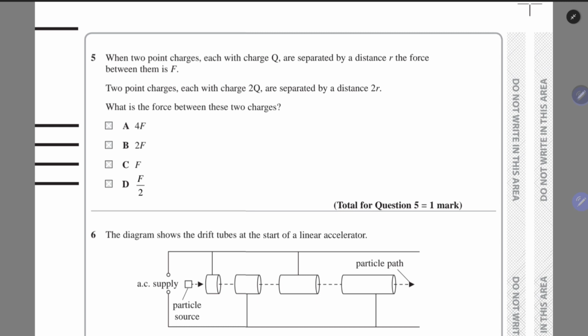Number 5. When 2 point charges each with charge Q are separated by a distance R, the force between them is F. 2 point charges each with charge 2Q are separated by a distance 2R. What is the force between them?